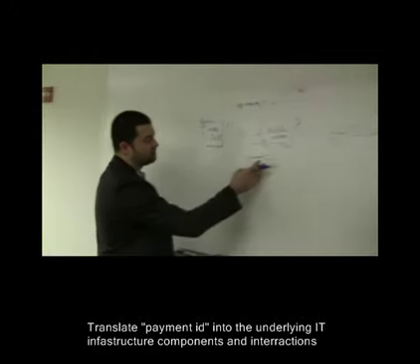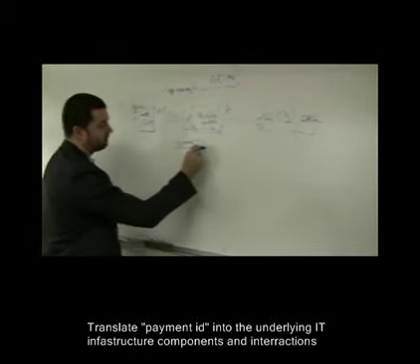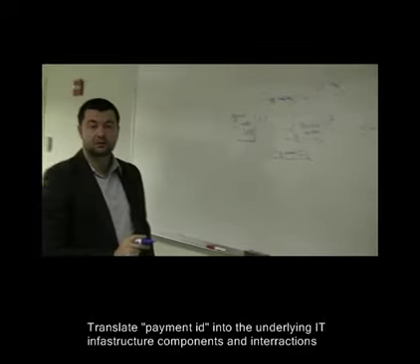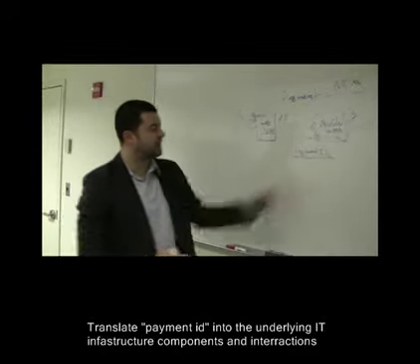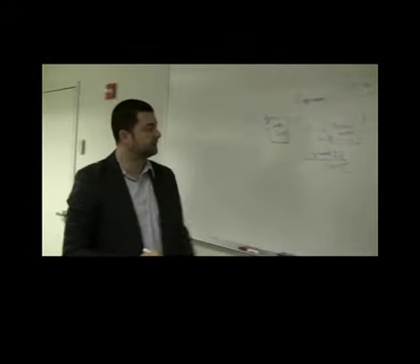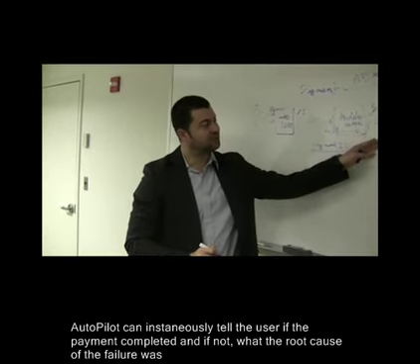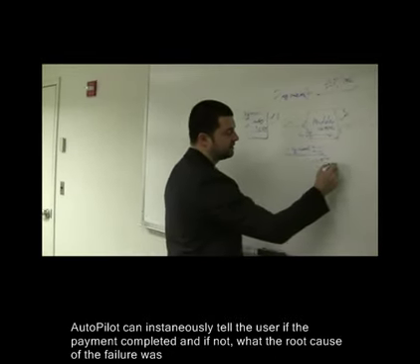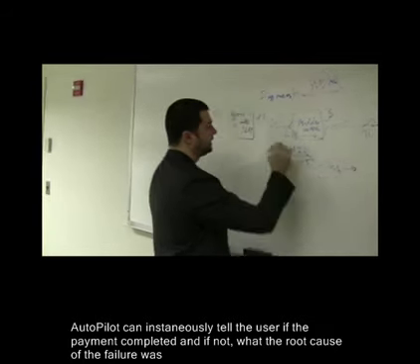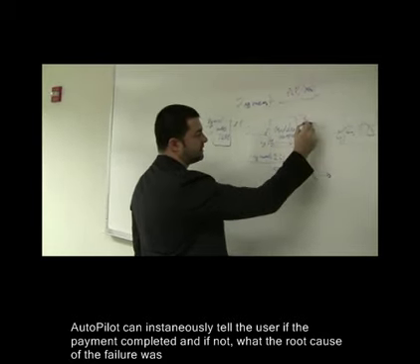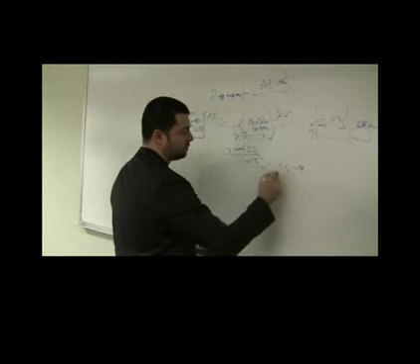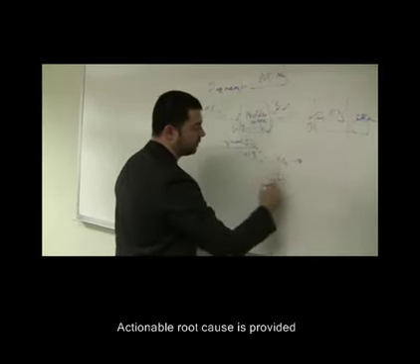So one of the challenges is how to translate that payment ID to the actual executions in the infrastructure. The user calls in and says, hey, my payment ID is 1005. Can you tell me what happened to it? We can almost instantaneously tell you, did it complete? Yes or no? If not, what happened to it? Did it get stuck at step number 2? Is it stuck at step 3, 4, or 5? And if so, why? We can actually answer the question as to why.